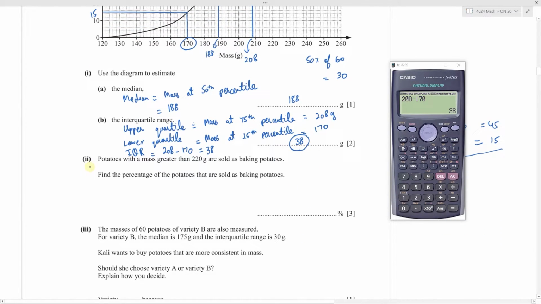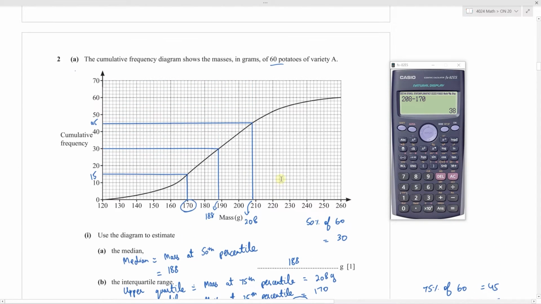So your interquartile range is 38 grams. Part 2 is: potatoes with a mass greater than 220 grams are sold as baking potatoes. Find the percentage of the potatoes that are sold as baking potatoes. So baking potatoes are those whose mass is greater than 220 grams. If I go back up here, this is 220 grams.